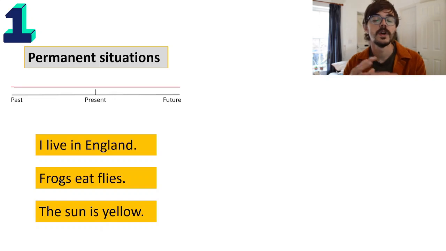Now you may have heard sentences like, I am living in the USA. That means it's not permanent. It's just a temporary situation. Maybe for a few months, maybe for a year or two. But it's not permanent. But I live in England, that's a permanent situation.